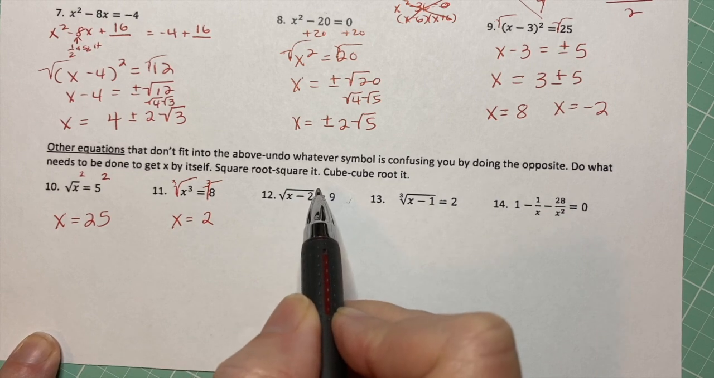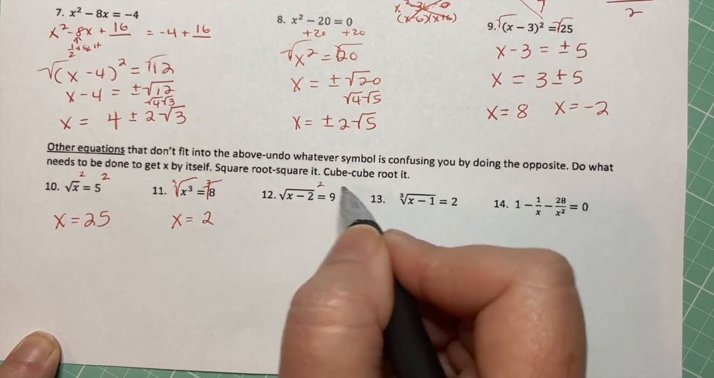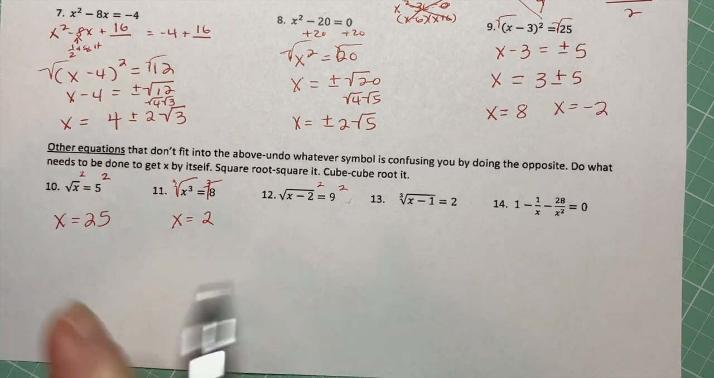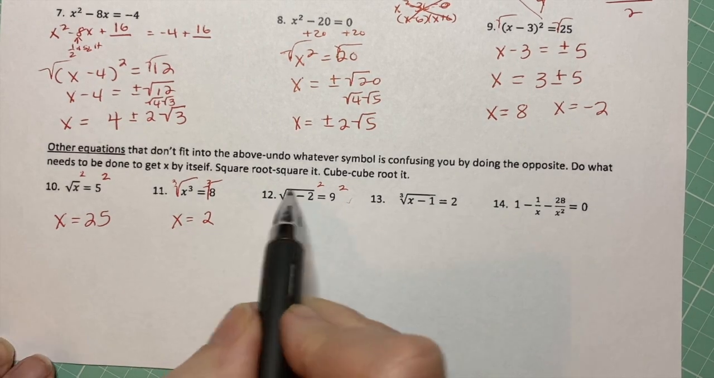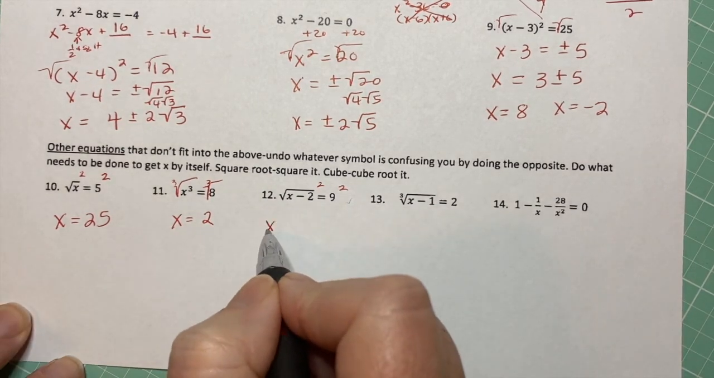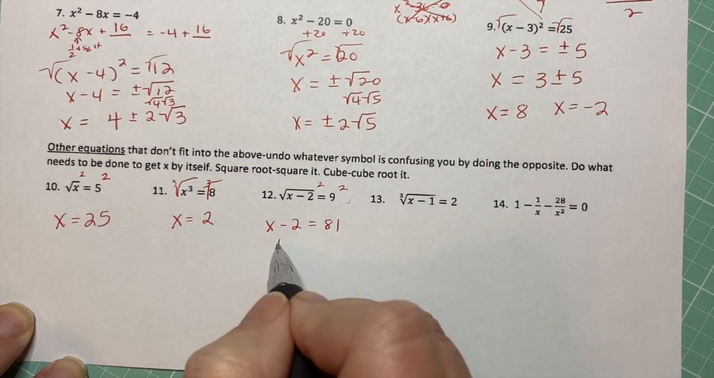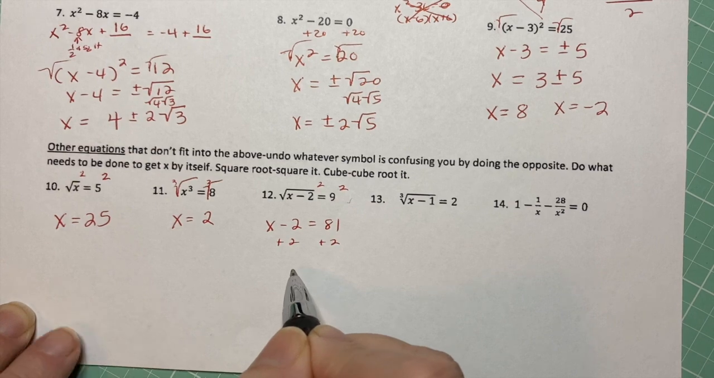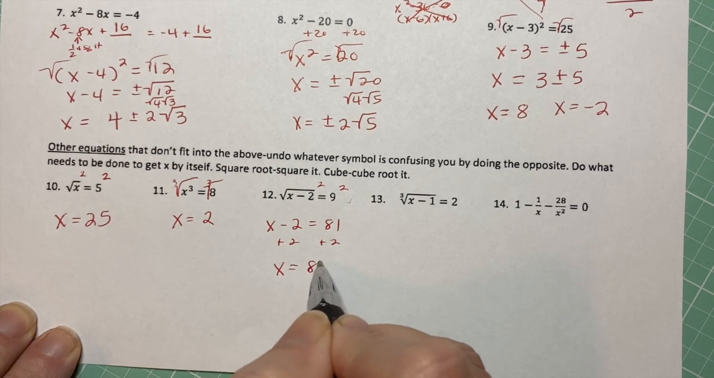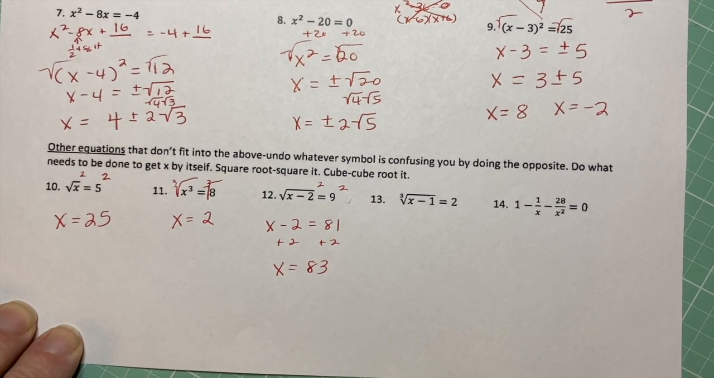To get rid of the square root of this, you square both sides. Now, you do have to have the square root by itself, but it is by itself. So you square that, and you're going to have x minus 2 equals 9 squared, which is 81. Then you can just solve it, because now it's a linear equation. So x is going to equal 83.